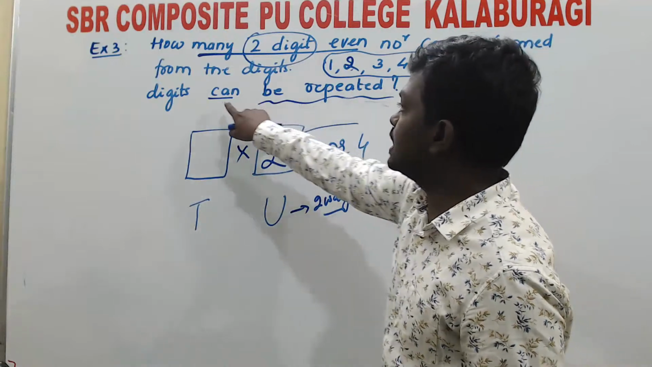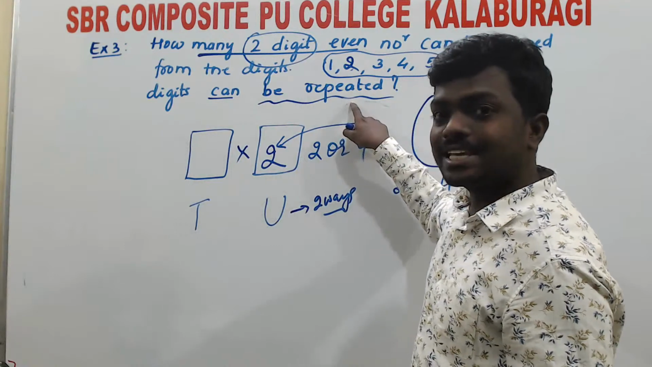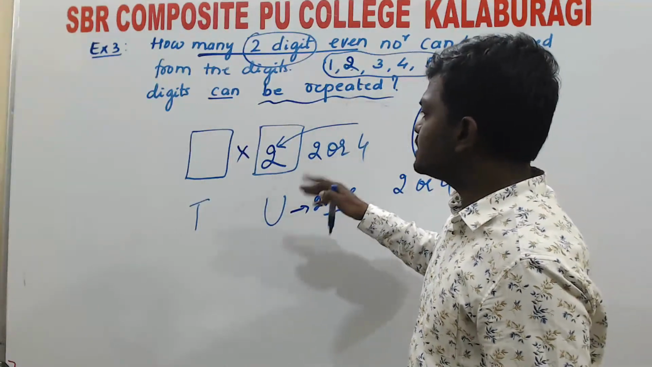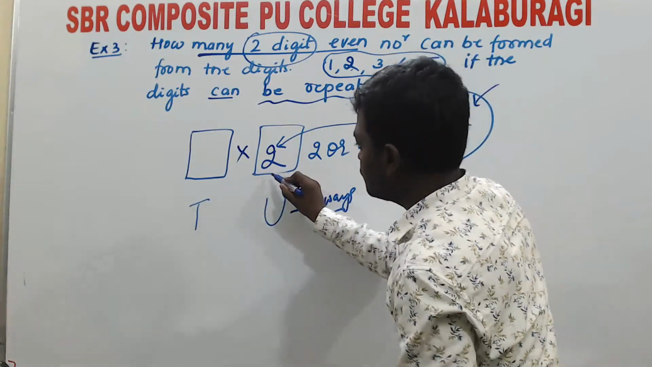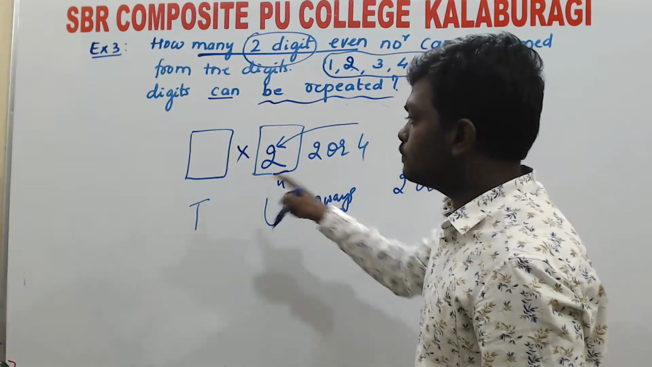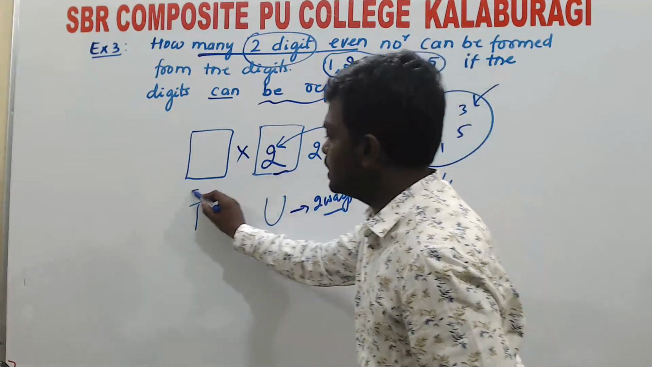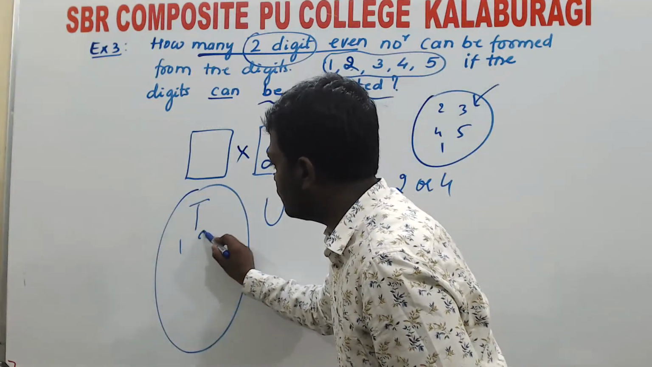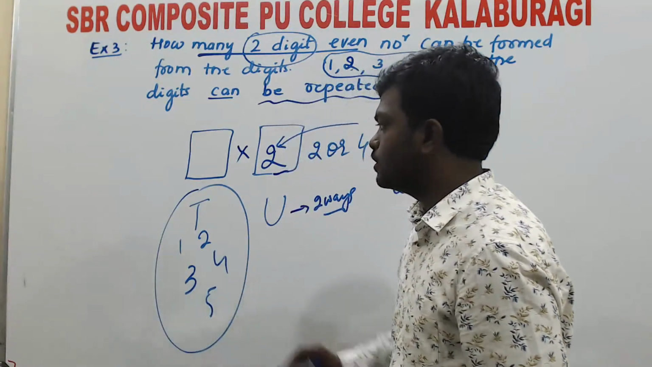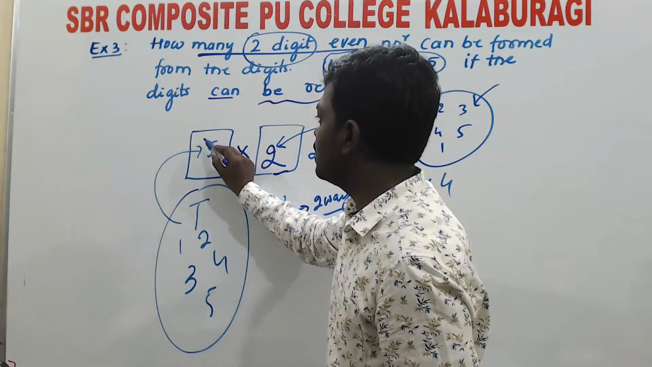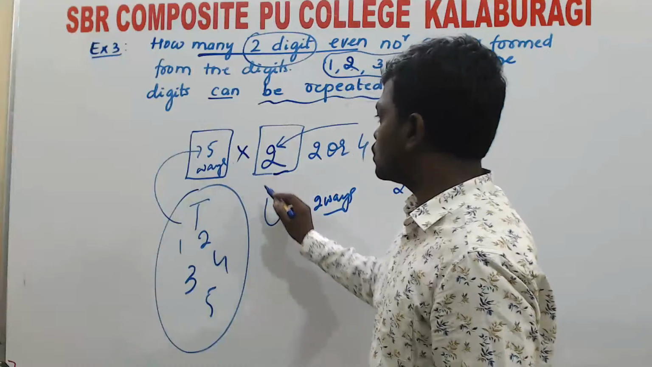So now one more condition: the digits can be repeated. Digits can be repeated means, let's suppose we have filled the units place with 2 or with 4. That means for the tens place, this number is also available to us again. For the tens place, again we have 1, 2, 3, 4, 5. So how many options do we have here? 5. Now the experiment is over. So 5 ways into 2 ways.